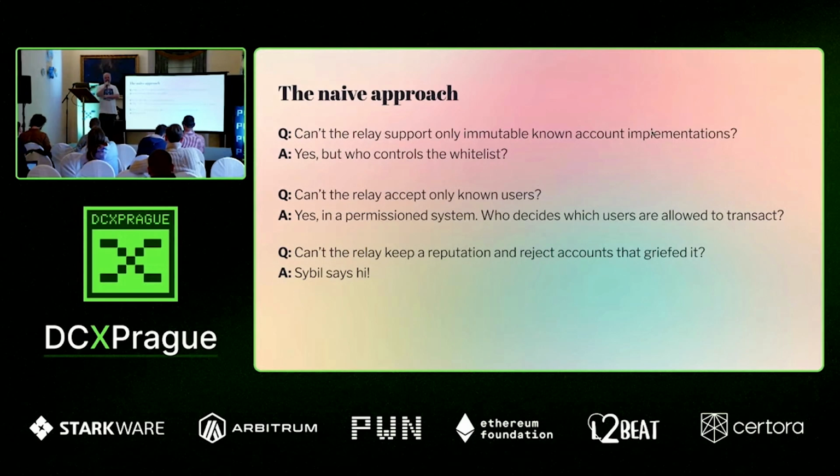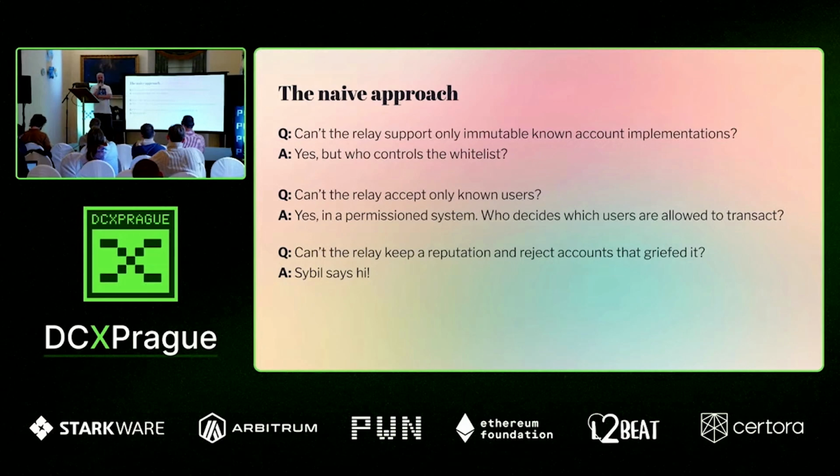So there are several mitigations that may seem possible, but each of them actually hurts censorship resistance. For example, we could keep a whitelist of known account implementations. So the server only agrees to serve these accounts that it knows are not going to grief it.